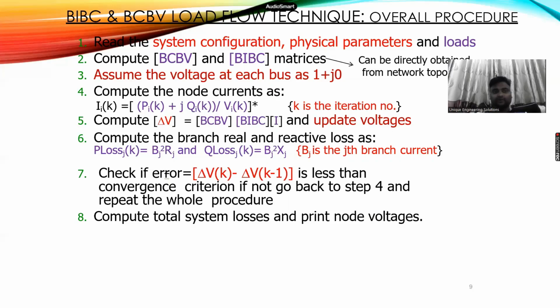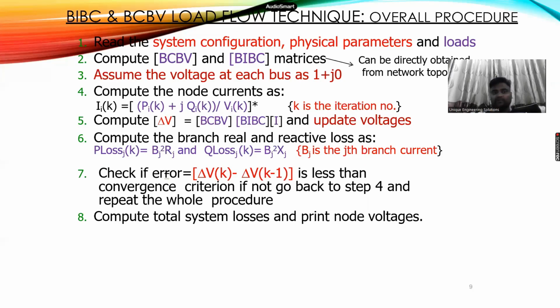We have to compute node currents as I equals (P plus jQ) divided by V conjugate. After that, we have to compute del V using BCBV into BIBC into node injection. Then we have to update the voltages. That is, the voltage of each bus can be found by 1 minus del V.